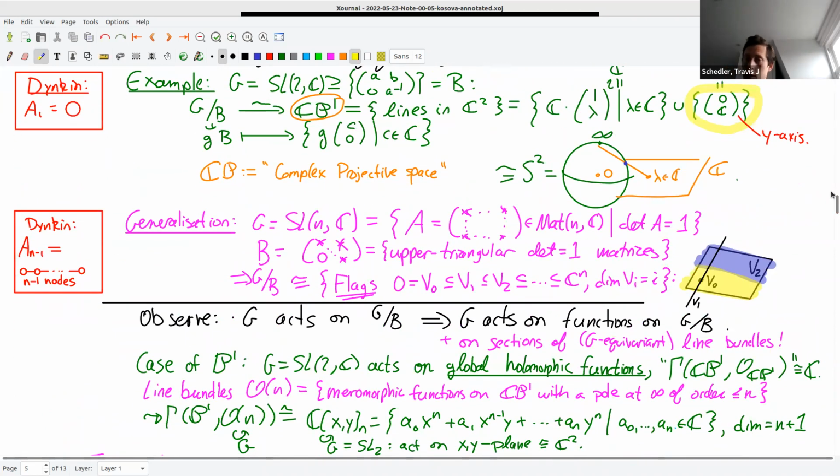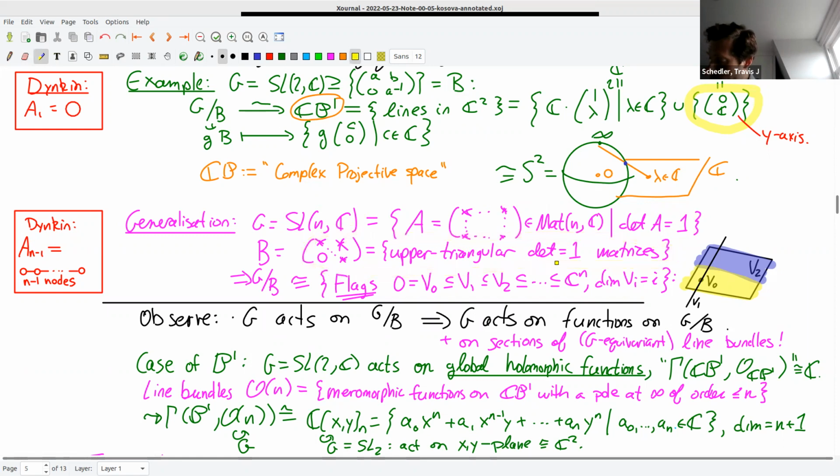So let's generalize this to what's called a flag variety. Well, this is a flag variety, but for n equal to 2. Let's generalize this to the flag variety for any n. That will be what you get if you take SL_n(C), which is going to be matrices of determinant 1, just the n by n version of what I had before. And the n by n version of B is just the upper triangular determinant 1 matrices, so the product of the diagonal entries is 1.